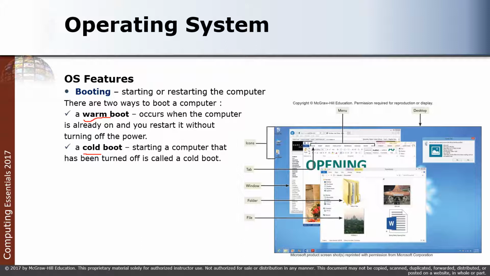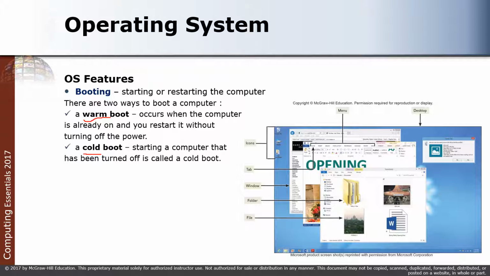So cold boot is when you start your computer when your computer is in the state of off. The computer is switched off, and when you start your computer, you refer to it as cold boot. Or we can say cold boot because your computer is still cold. It is not used.